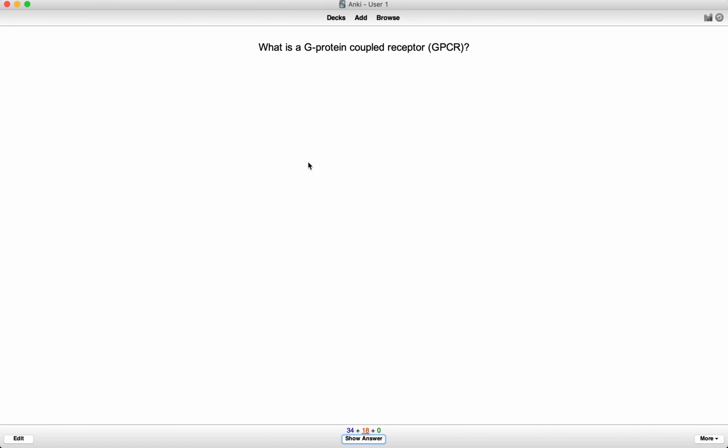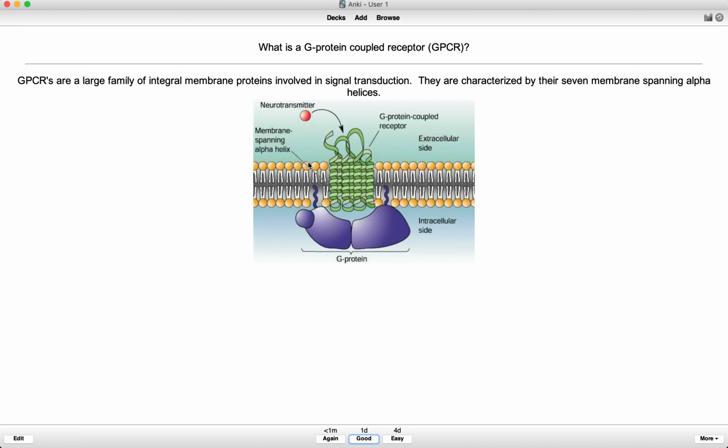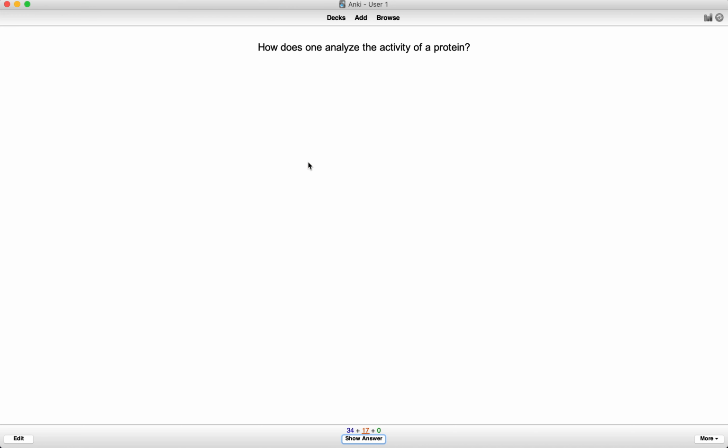G protein coupled receptors are a class of integral membrane proteins, and they have 7 alpha helices that span the membrane. That defines it. You typically give a specific concentration of substrate for a given reaction and compare it to a standard.